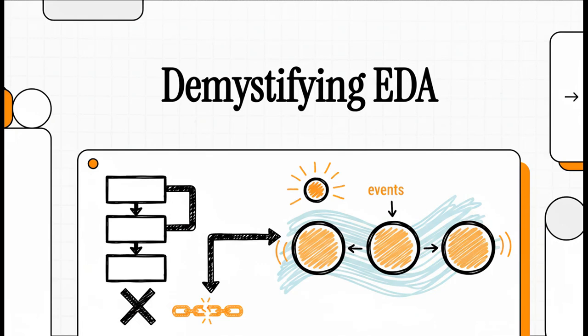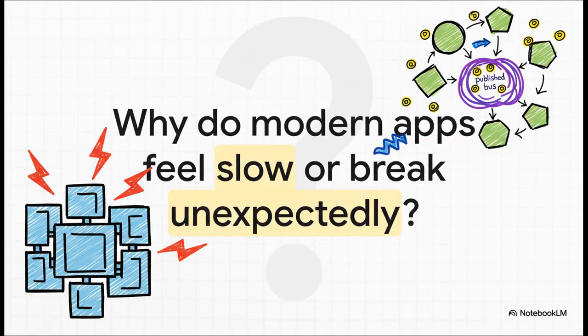You ever wonder why some apps just feel instant while others lag and hang and just crash at the worst possible moment? Well, the secret is often hidden in their design, in a really powerful approach called event-driven architecture. Today, we're going to pull back the curtain on EDA and show you exactly how it's changing the game for modern software.